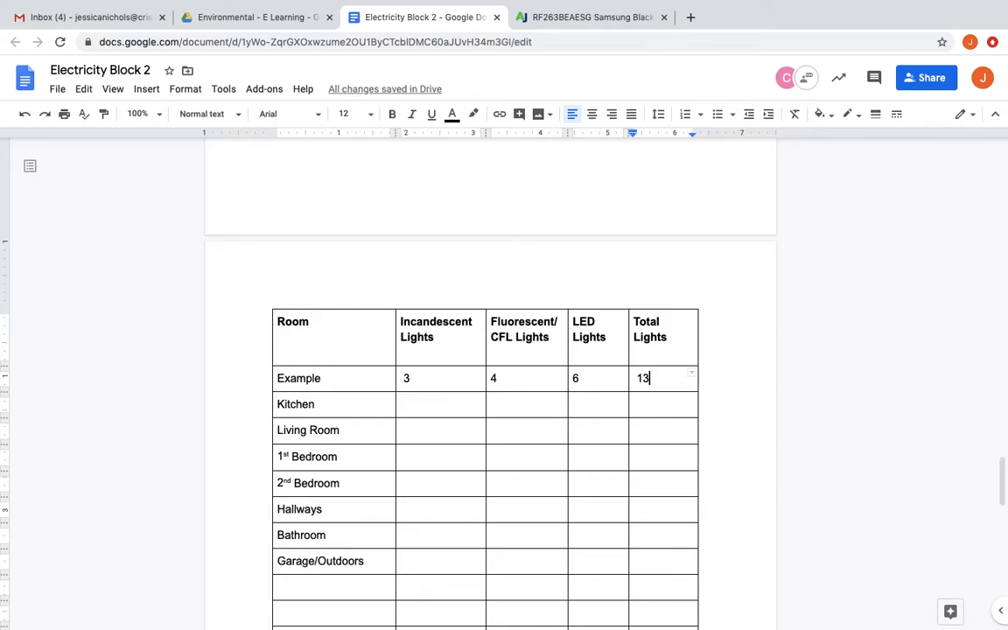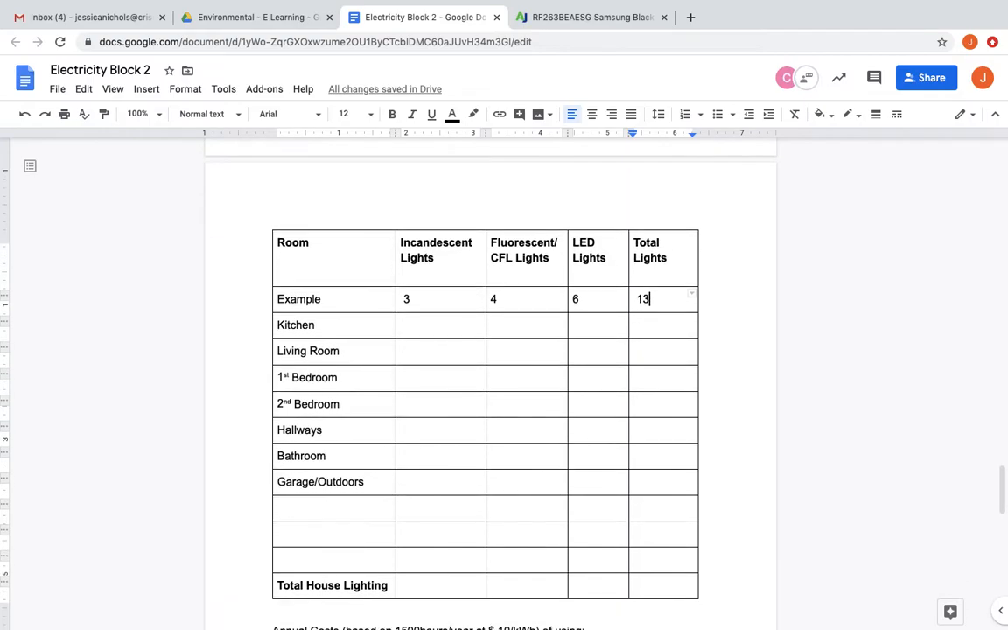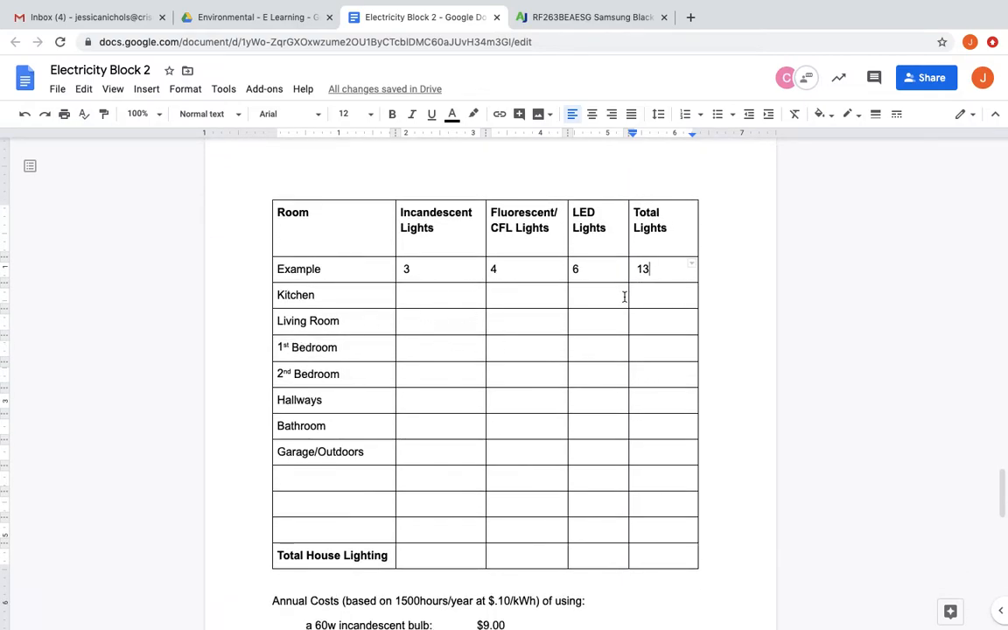Okay, so you're going to do that for every room in your house and just count them up, decide what type of light bulb it is, and then put it in the right column.